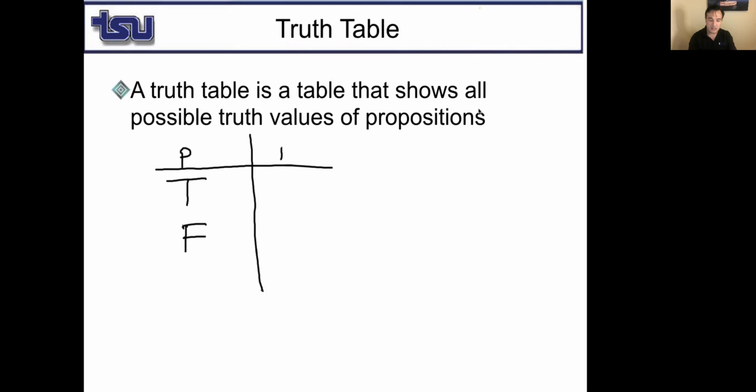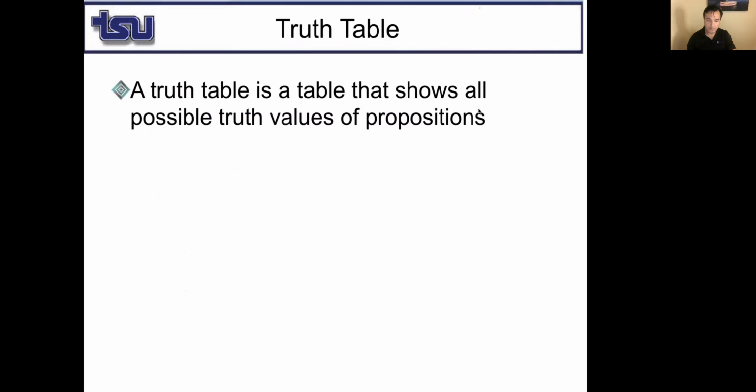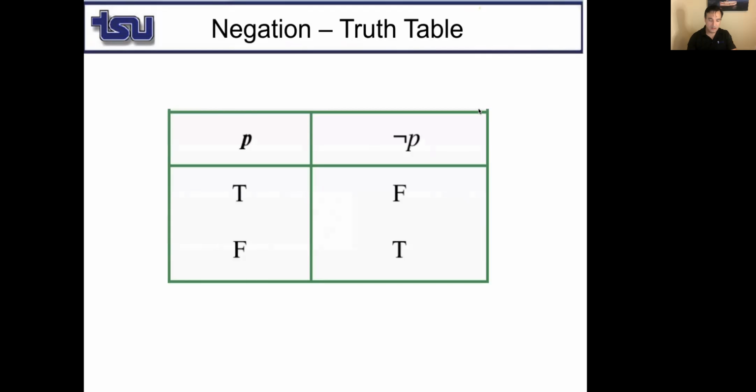In that case, if P is true, P naught obviously will be false. If P is false, P naught will be what? True. So this is the truth table for the negation operation, or connective. So here it is. P is either true or false, and if P is true, P naught is false. If P is false, P naught is true.